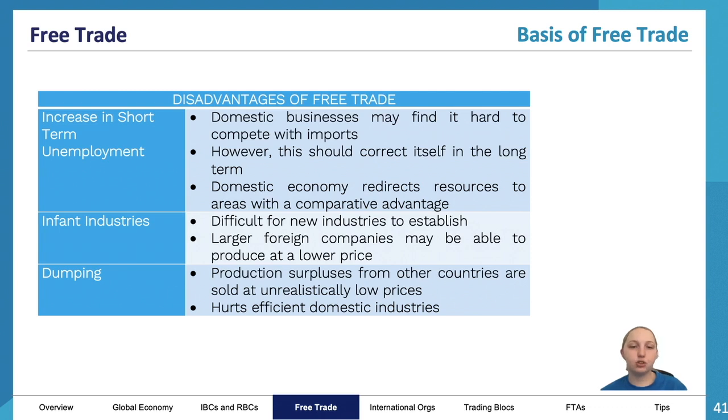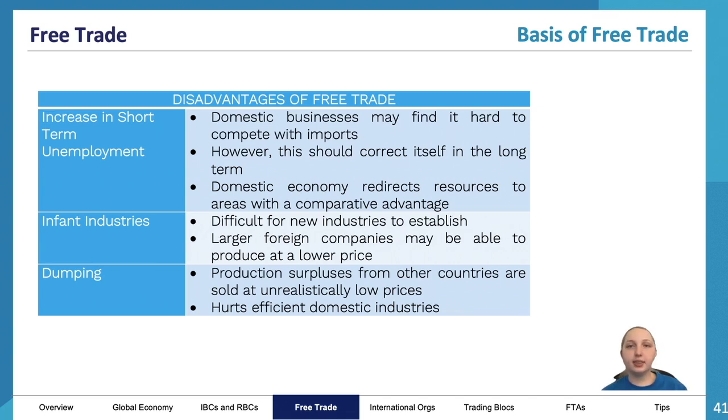Second being the infant industries argument. So it's difficult for new industries to establish themselves in a global market. Without protection or protectionist policies, industries or particular businesses don't have enough means or resources to establish themselves with a significant market share in the global economy. This is because larger foreign companies are able to produce things at a lower price because they've already established themselves. So without protection, industries cannot establish themselves because they just cannot produce things at such a low price.